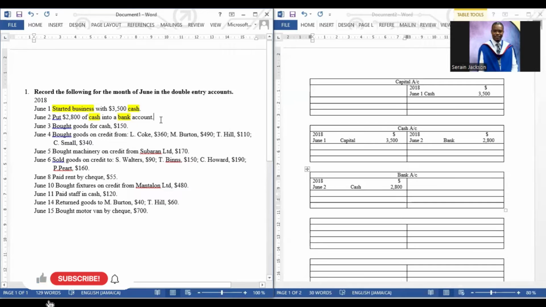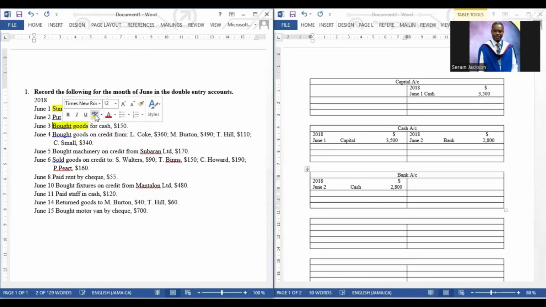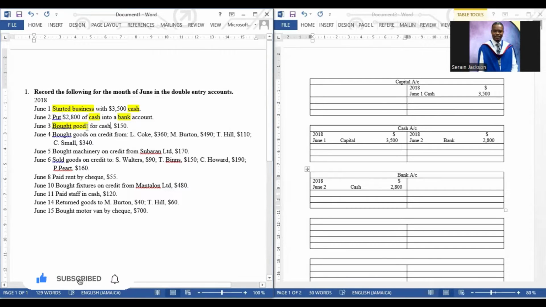June 3, bought goods for cash, right? Now, when you look at this transaction, again, you ask yourself the same question, right? What are the two accounts that I need, right? You know what? The clue will come from bought goods. When you're buying goods, we call it what? Purchases, not true? Yeah, right. So we're going to have the purchases account. They can't have any bought goods account. And then the other account that you have is cash, right?